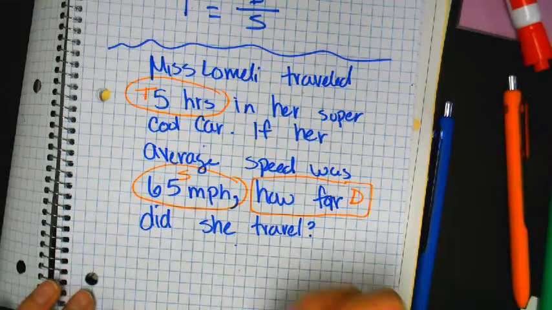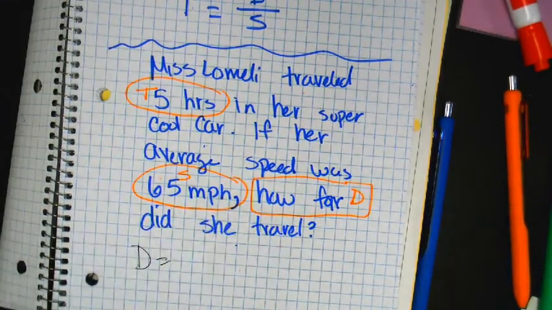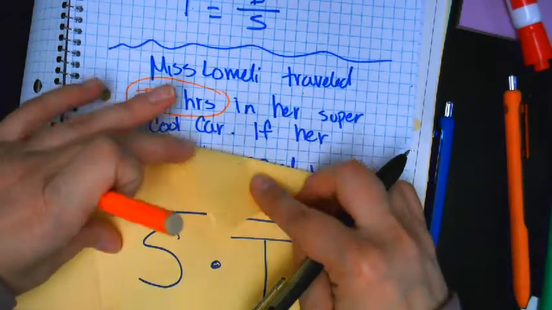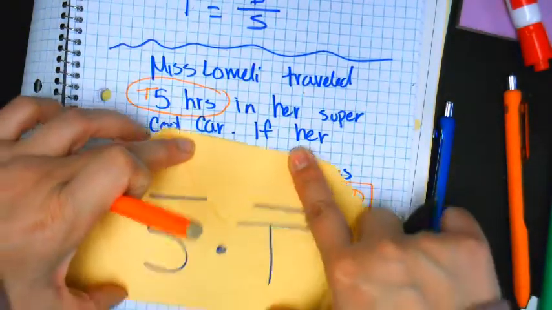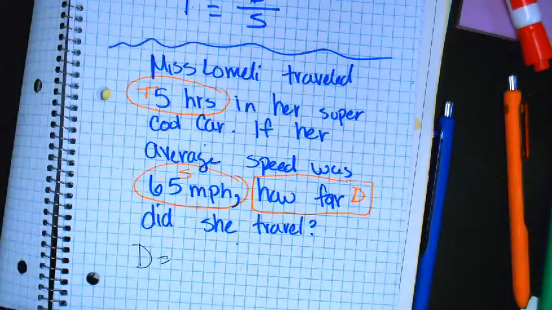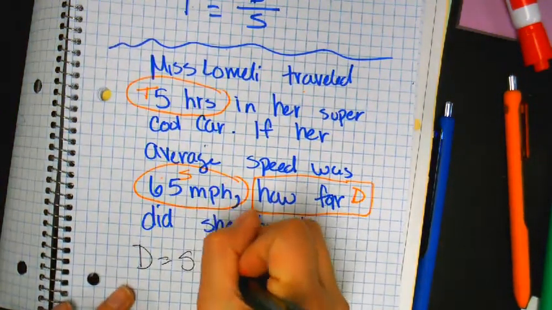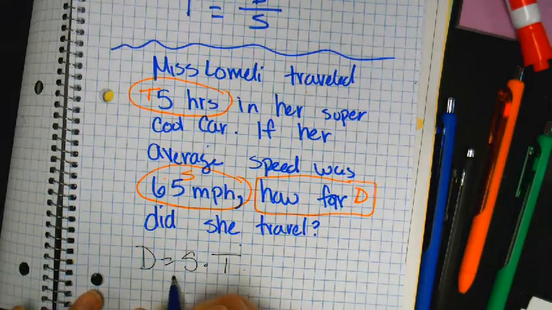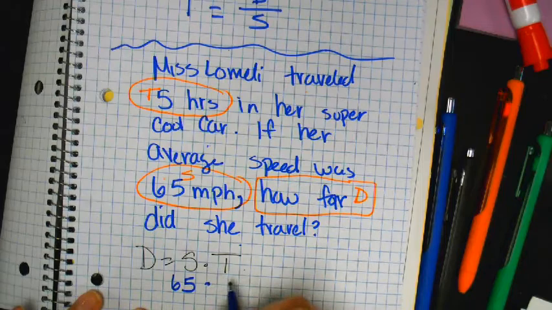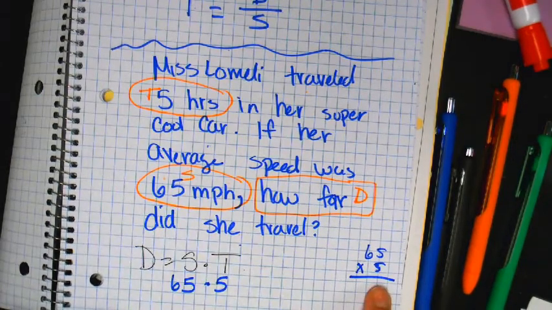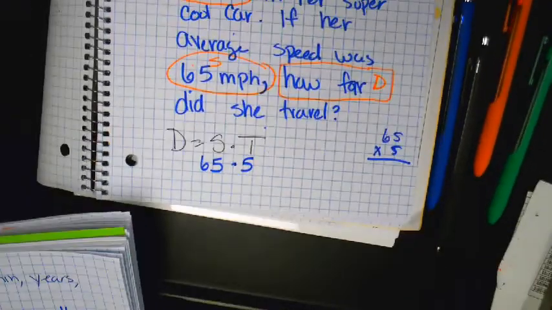So distance is equal to, I'm going to cover this up, but if you know, you know. Cover that up. What's left over? Speed times time. So distance is equal to speed times time. So plug in my numbers. What's my speed? 65 times, what's my time? 5. Okay, so multiply that out. You don't need a calculator. You can go to the side and just multiply 65 times 5. Practice good basic multiplication skills.